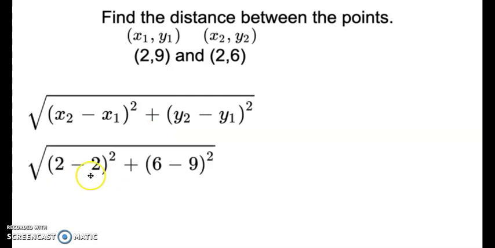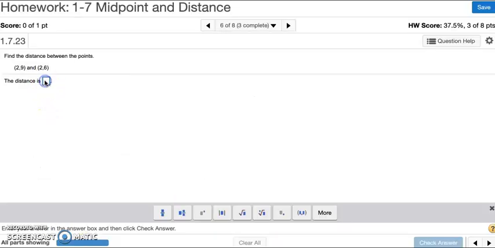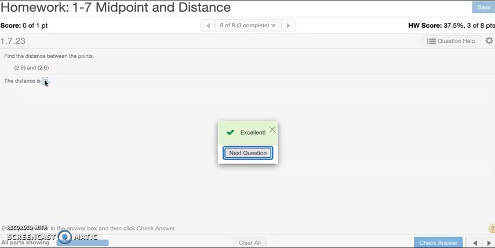Substituting them in, I'll have 2 minus 2 squared plus 6 minus 9 squared. 2 minus 2 is 0, 6 minus 9 is -3, and then squared. 0 is gone, so you don't have to write it. -3 squared is 9, and the square root of 9 is 3. So my distance is going to be 3, and that's going to be my answer. So let's type that in, number 3.